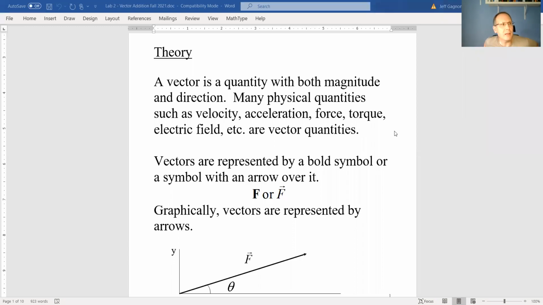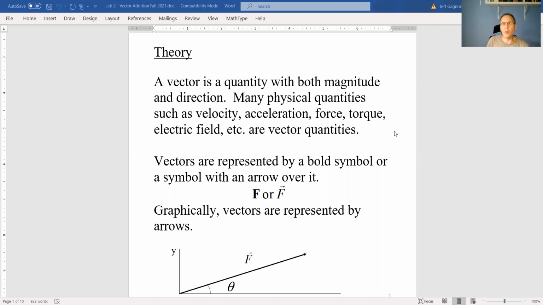Hello, everyone. In this video, I want to explain how to add vectors together using the graphical method. So first of all, a vector is a quantity that has both magnitude and direction.